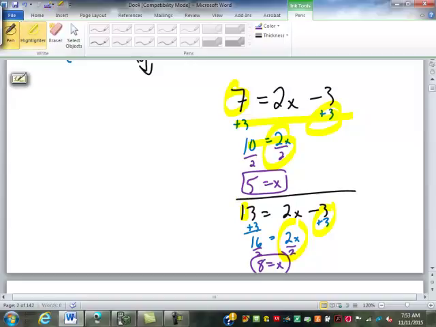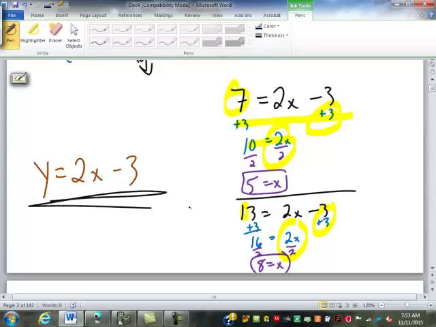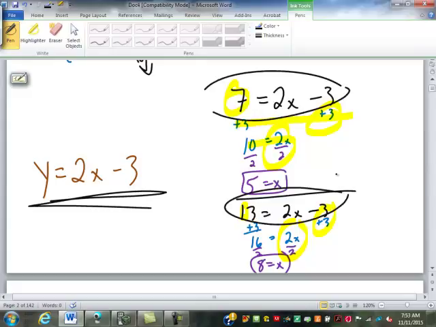This creates a family of equations, and that family of equations can be described by the generic equation y = 2x minus 3. We can use that generic equation to find all of the solutions to this family of equations over here. How do we do that?